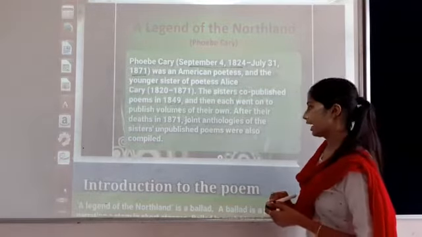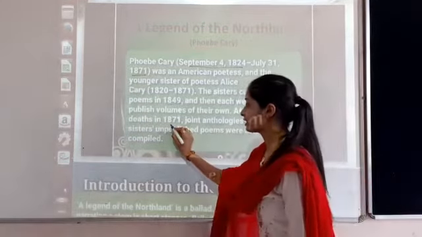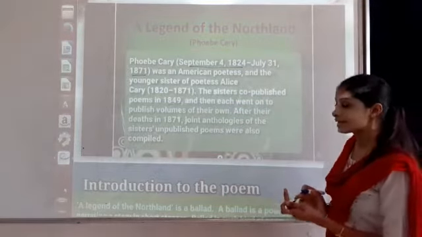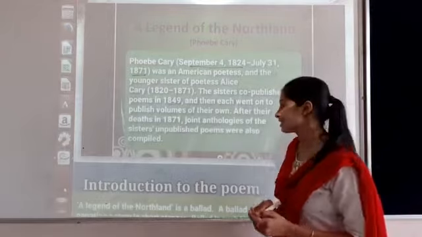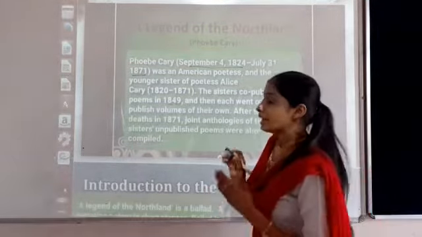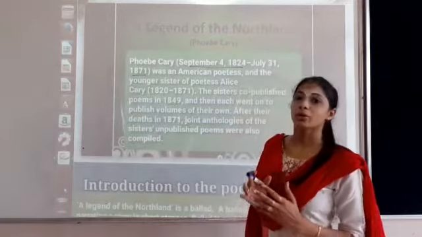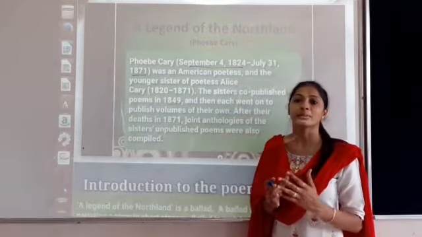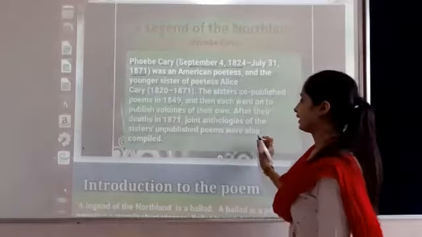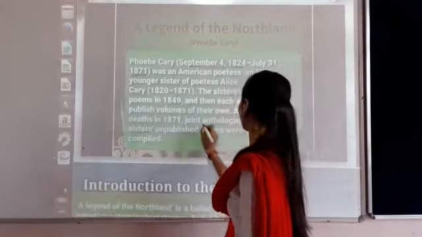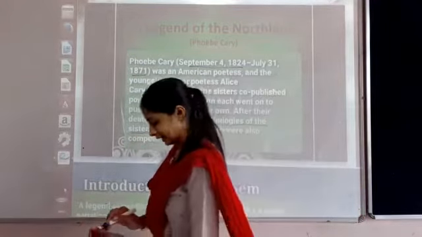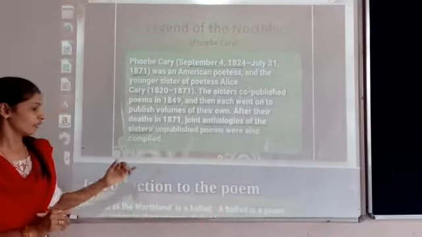After their deaths in 1871, joint anthologies of the sisters were published. This is the collection of both sisters, in which unpublished poems were also compiled. So Carey and her sister worked together and made their books together. The title of their publication is Anthologies of the Sisters. So this poem was also written by Carey.